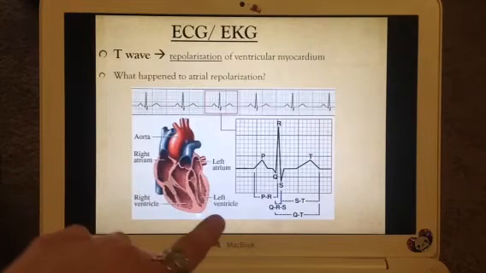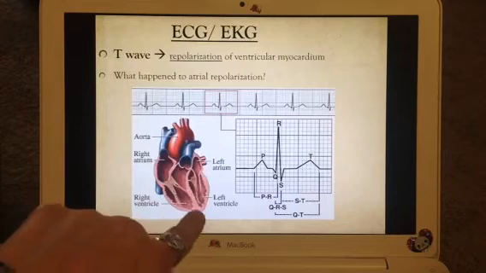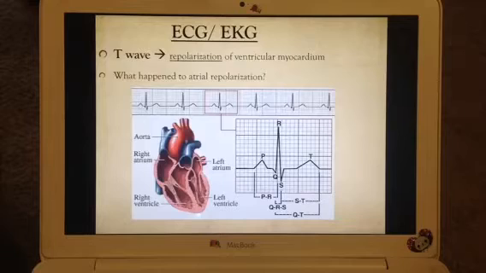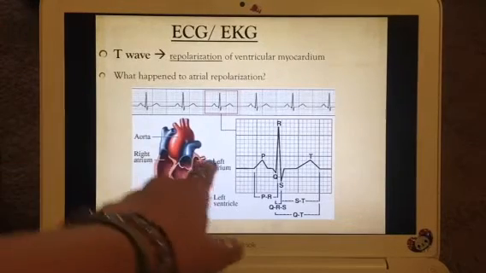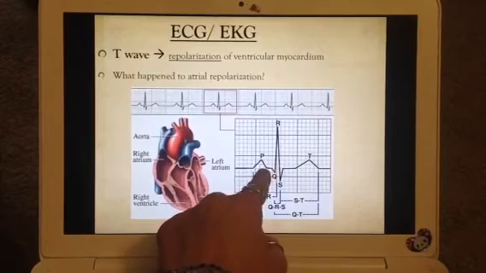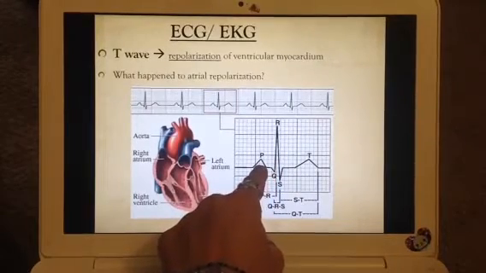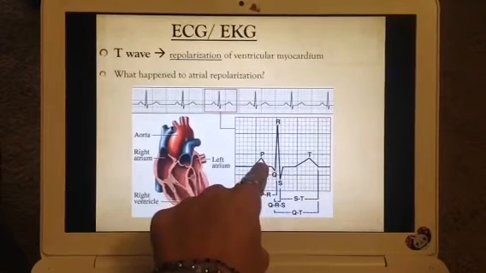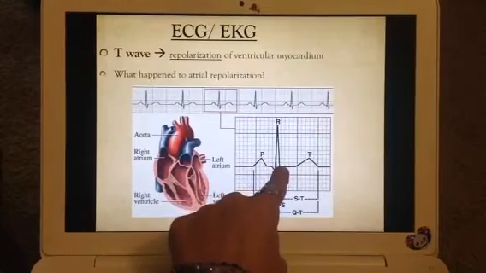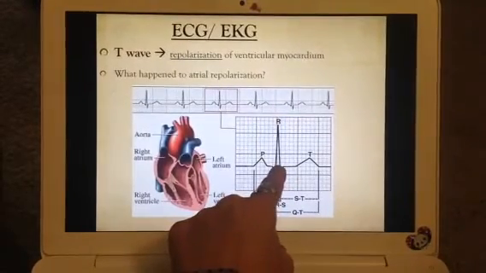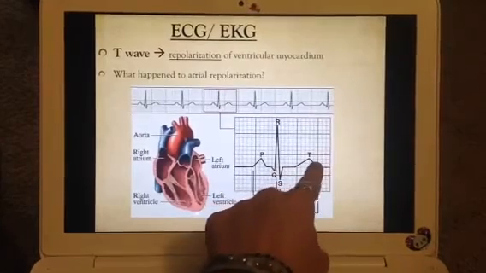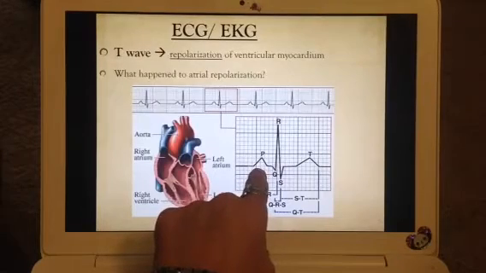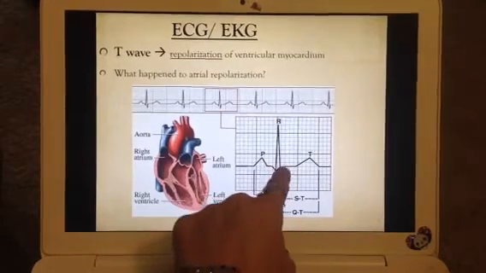So the question is, you can see here the T wave is correlating to the ventricular myocardium. What happened to atrial repolarization? Did the atrium not repolarize? Yes, they absolutely do. What goes up must come down, right? But if you see here, the P wave is correlating to the atrium depolarizing, right? So when would they have to repolarize? Here, right? The QRS is the ventricle depolarization, the T wave is the ventricle repolarization. The P wave is the atrial depolarization. So the atrial repolarization is happening right here.